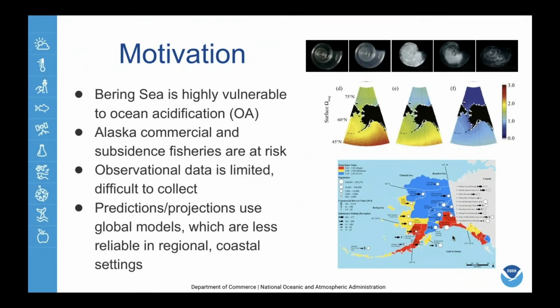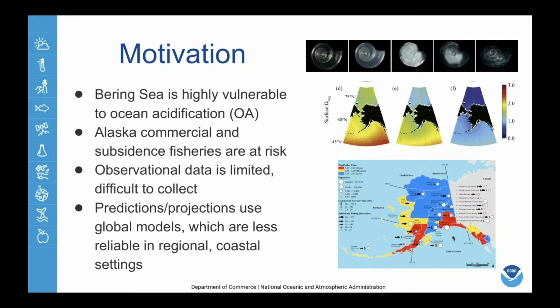So why the Bering Sea? The Bering Sea is highly vulnerable to OA just because it has naturally cold, very carbon-rich water, so it only takes a little bit of anthropogenic CO2 to push it into a more corrosive state. The Bering Sea is also home to 60% of the total US fish catch by weight, so it's a critical commercial fishery. It's also a very important source of subsistence protein for a lot of Alaskan coastal communities.